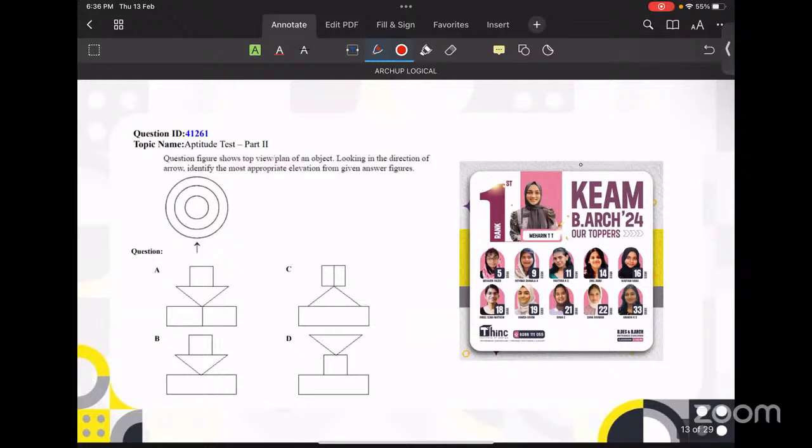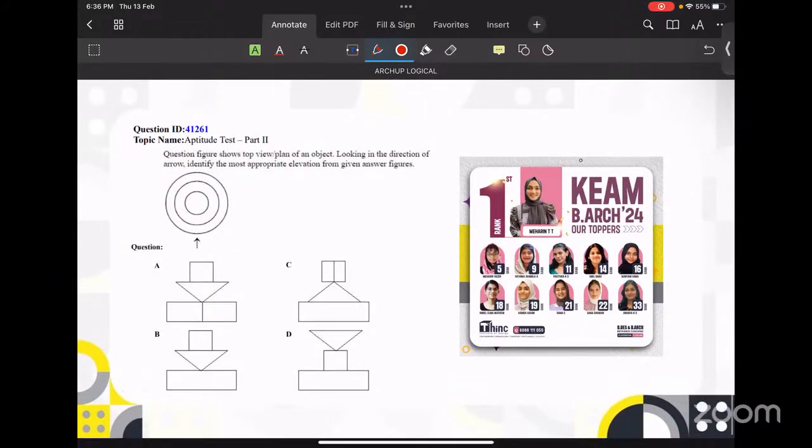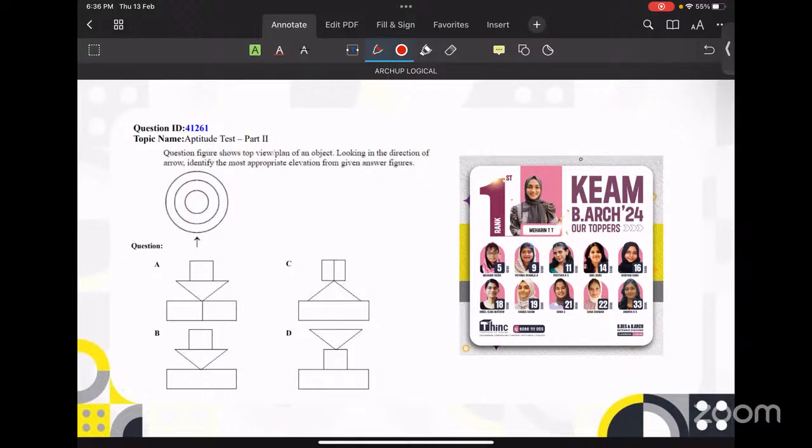See, the question figure shows the top view or plan of an object. Top view has another name, which is called plan. So identify the most appropriate elevation from the given answer figures. This is a repeated question from JEE. Even before this, the same question has been asked, but the options were different at that time.